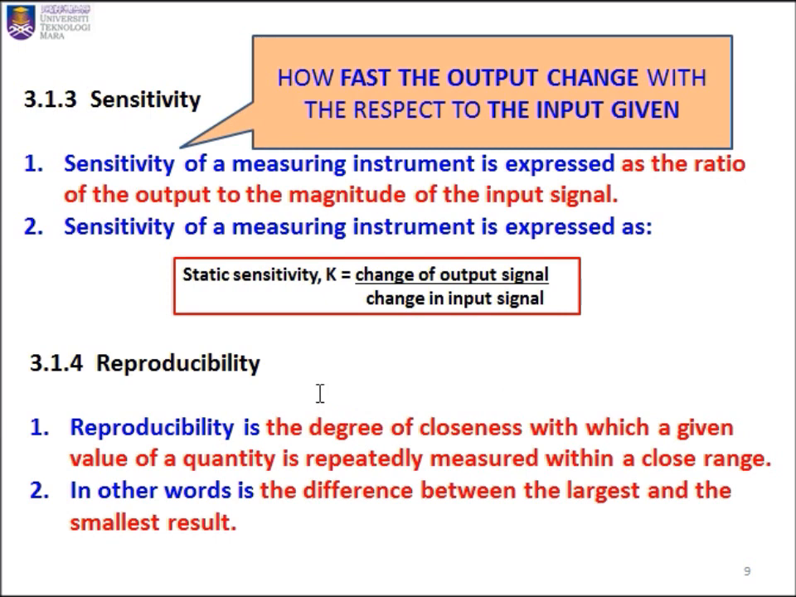Next is reproducibility. Okay, what is reproducibility? It is the degree of closeness with which a given value of a quantity is repeatedly measured within a closed range. In other words, it is the difference between the largest and the smallest result.